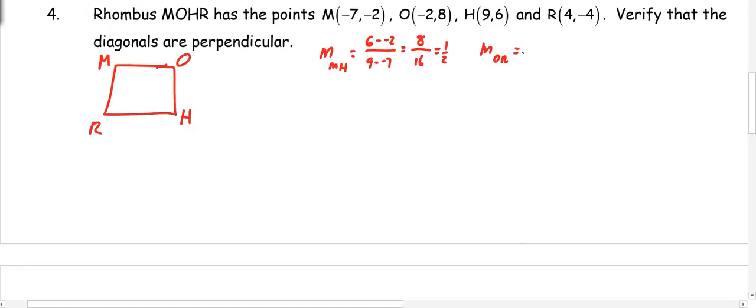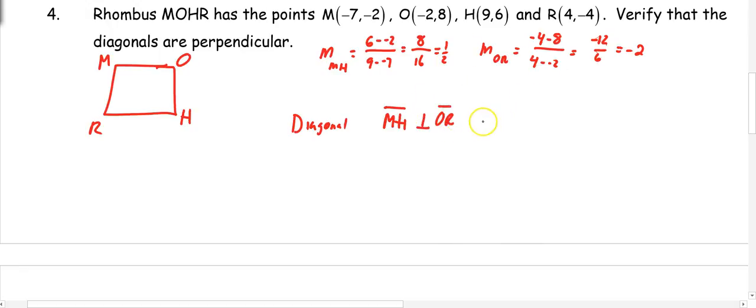To get my slope of OR, we have -4 minus 8 and 4 minus -2, which gets us -12 over 6, and that reduces to -2. So those are opposite reciprocal slopes, the 1/2 and the -2. So that means the diagonals are perpendicular. So we would say that diagonal MH is perpendicular to OR, because slopes are opposite reciprocals.